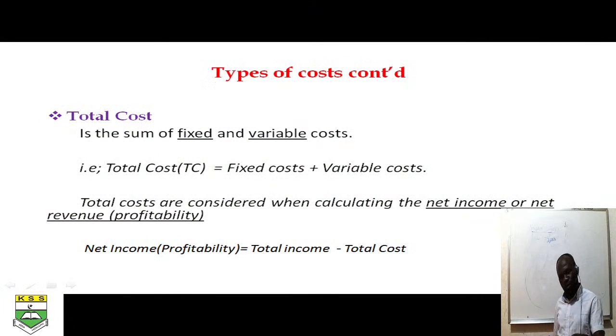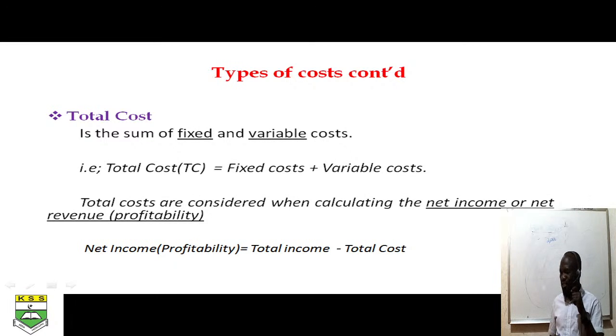We say the variable costs change with the level of production. We only pay them when we are producing. Our fixed costs do not change with the level of production. Whether you are producing or not, we pay or we incur them. So when you are getting our total cost at the end of the day, we get a summation. We add the fixed costs and the variable cost to come up with what we call the total cost.